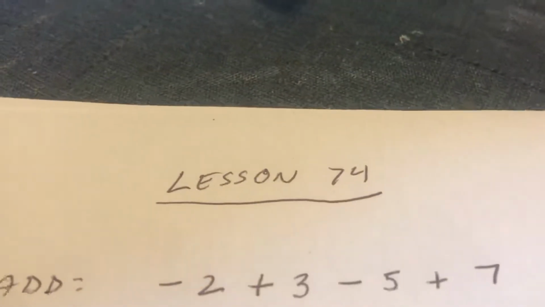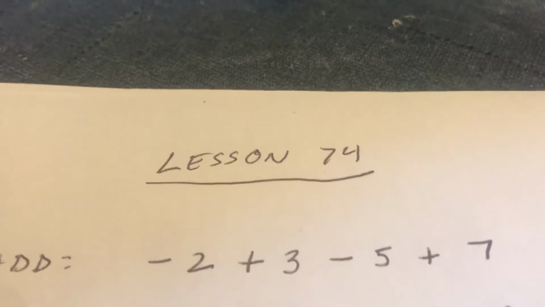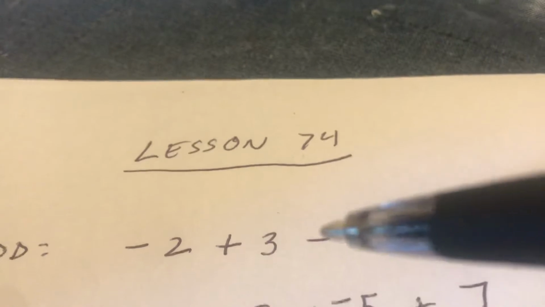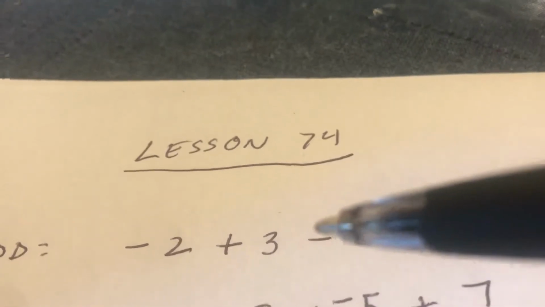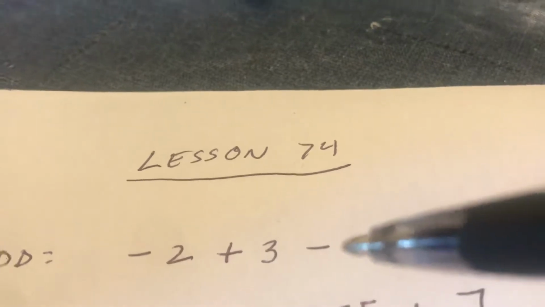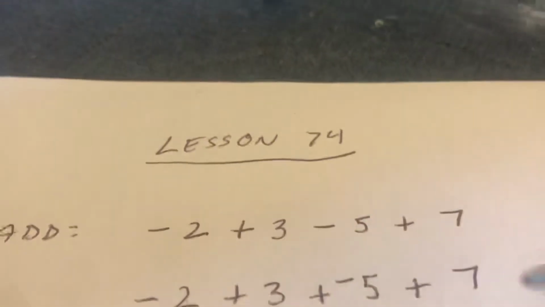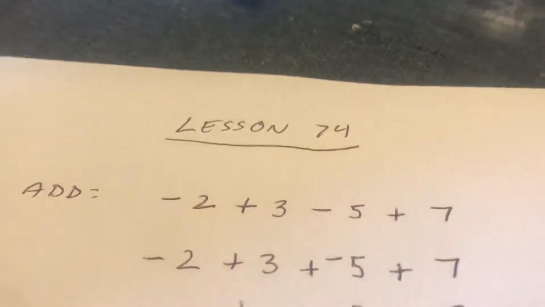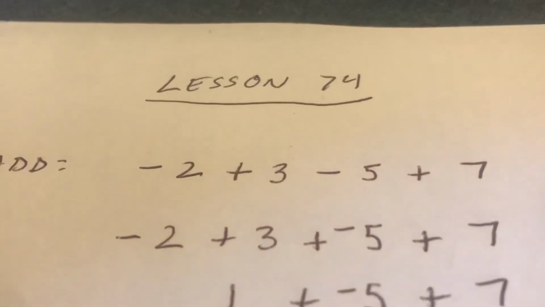Lesson 74, add. Now I do it a little differently than the book, okay? They do it with parentheses, but whenever I see subtraction, I get rid of it. I make it addition, adding a negative. Subtracting a positive is the same as adding a negative. So I put a line through here and make it negative. Now I have all pluses.